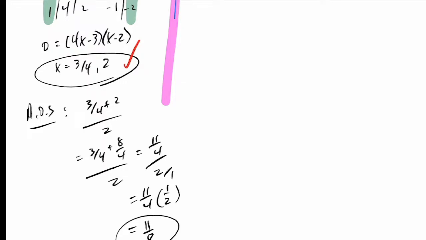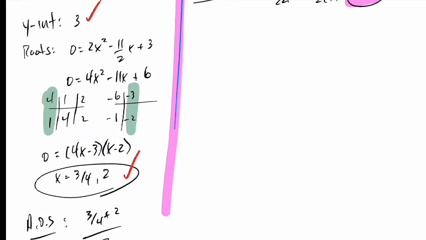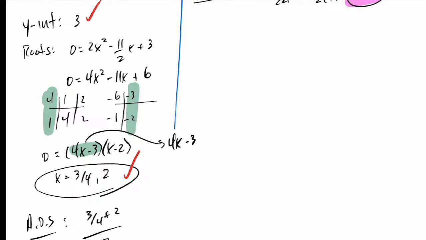Oh, why is it 3/4 for 1 root? To find the roots, you're going to set this equal to 0. Right? So for this question, you're going to have 4x minus 3 equals 0, which means 4x is 3, so x is 3/4.